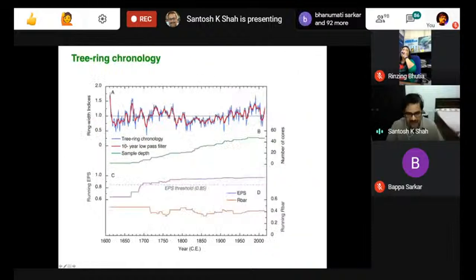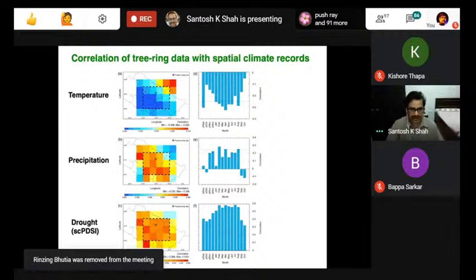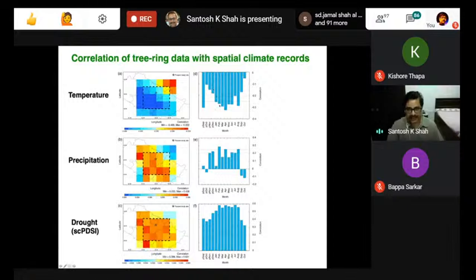Then this is the tree-ring chronology, again compared with different climate data, like temperature, precipitation, and spatial correlation. These are the gridded form of data. So here is the tree-ring chronology. It is compared with this gridded climate data. So we observe it is responding negatively with temperature and positively with precipitation. That means some kind of moisture level is playing an important role for the growth of this tree.